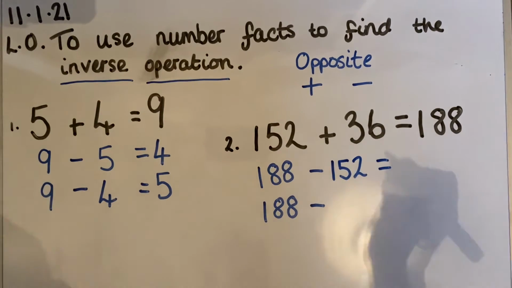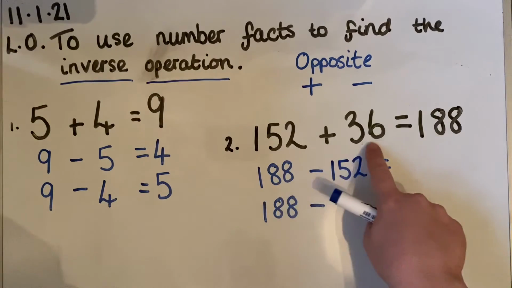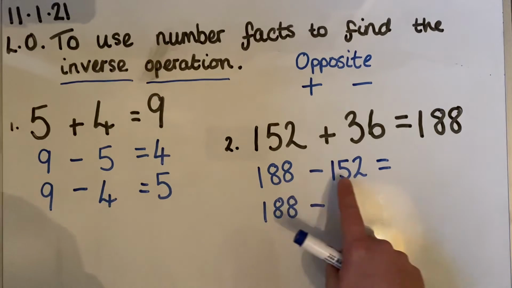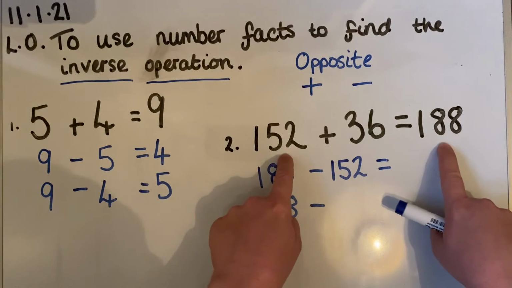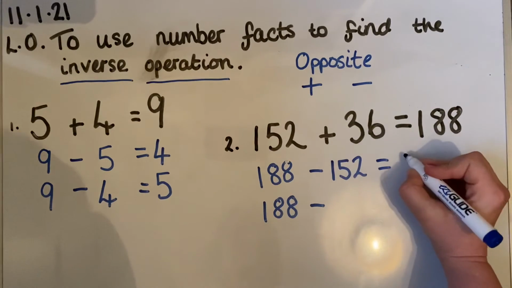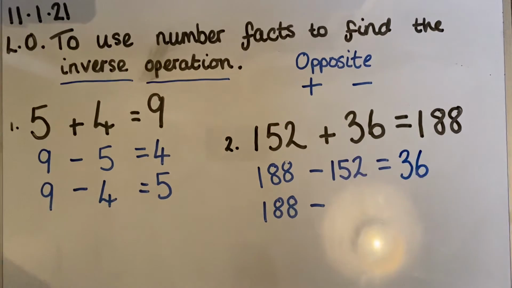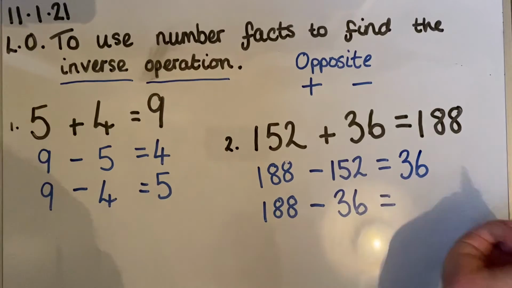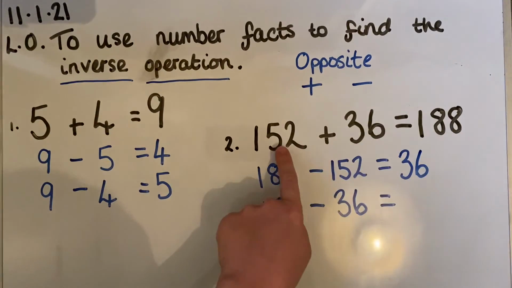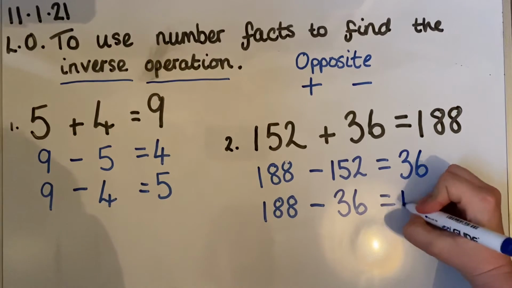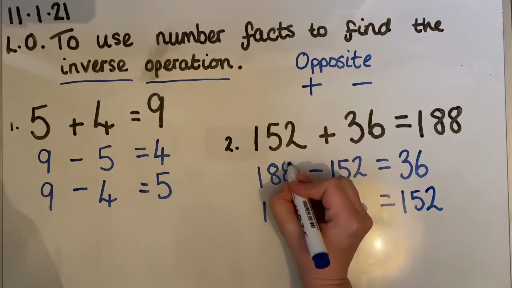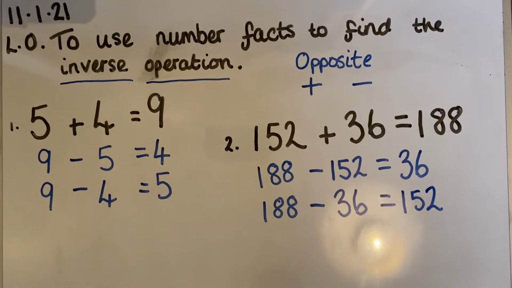That's quite a hard sum to do straight away in our heads, but we've got our number facts up here, so we can really quickly do it. So 188 take away 152. I've used these two numbers. My only one left is 36. 188. Let's try taking away 36 this time. I've used these two numbers. I've only got this one left, so that must be what it equals. We did that really, really quickly, and you could properly work it out in your head to make sure it's absolutely correct.